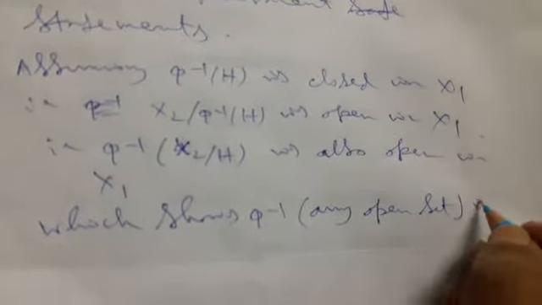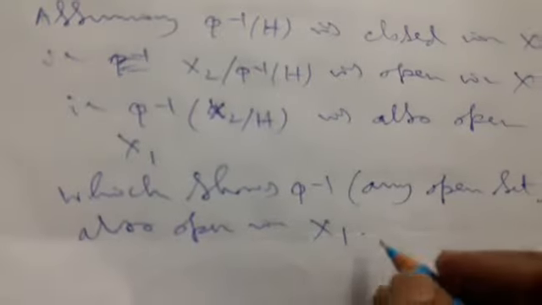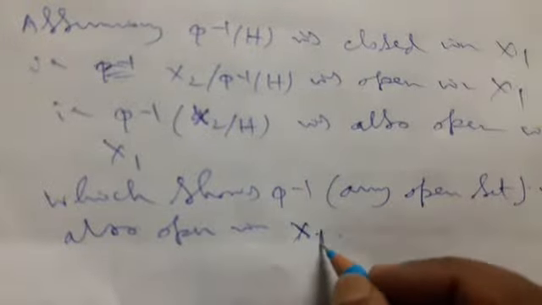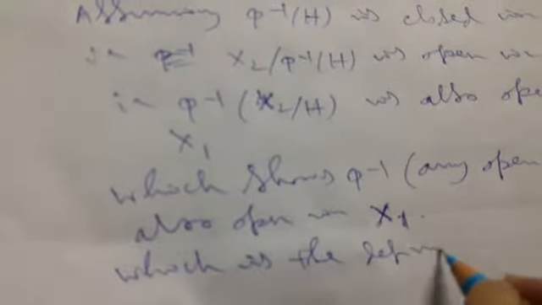Which shows phi inverse of any open set is also open in X1, which is the definition of continuity of phi, that is phi is continuous, that is B also implies A.